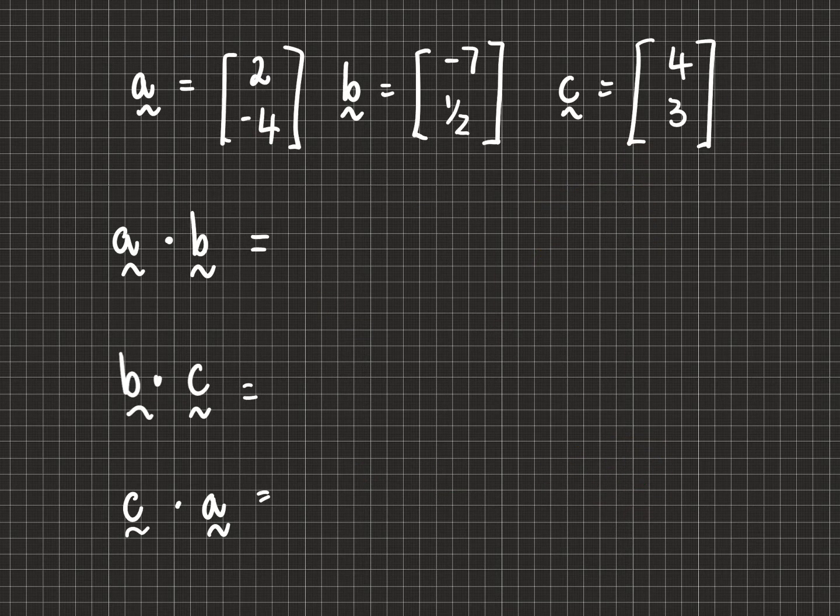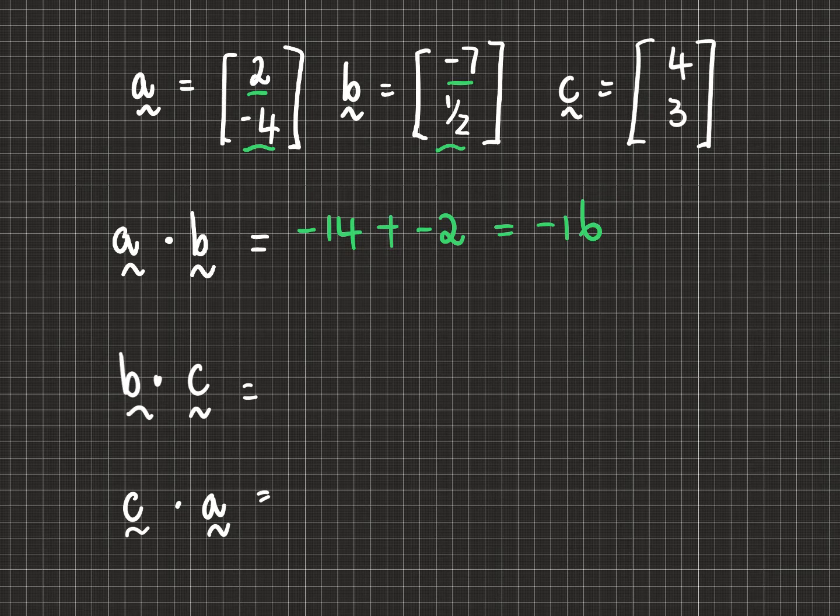Okay, have a look at these. Could you pause the video and find A dot B, B dot C, and C dot A? Okay, let's see how you went. A dot B is going to be that times that, negative 14 plus negative 4 times a half, that's negative 2.